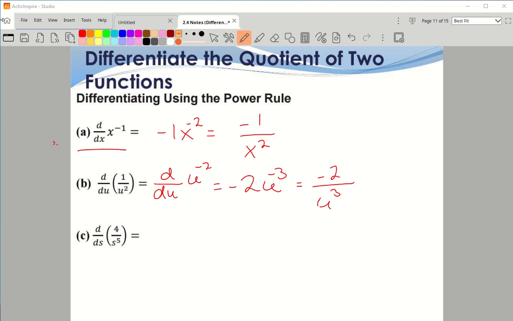So if I mess this one up, I'm going to say that d/ds, and that is going to be 4, bring this up, s to the negative 5.